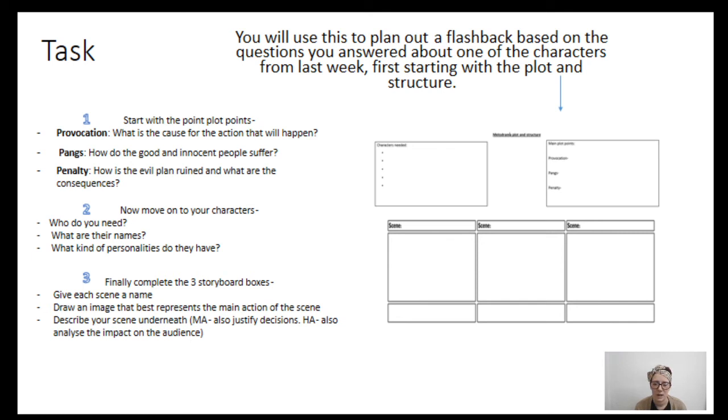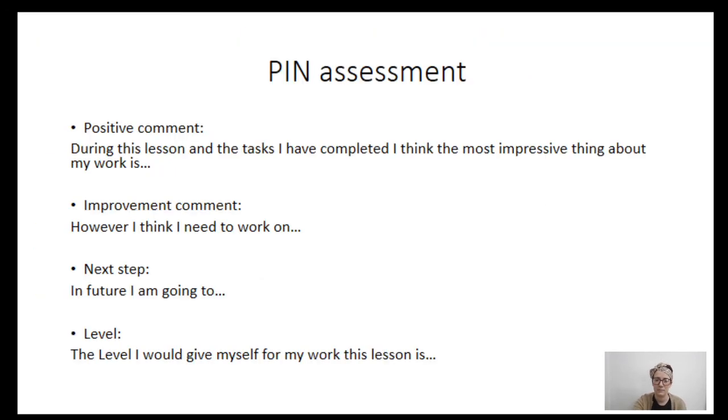Okay, so for the level 1s and 2s, you need to make sure that you have explained what's happening in the scene. To get that level 3, you need to justify your decision. So you need to say why this action is taking place. And then finally, to get that level 4, you need to make sure you put a comment about the impact on the audience. So from this bit of the scene, what do you want them to think about the characters and situation, or feel about them, or understand? Okay, you can put me on pause and complete that task now.